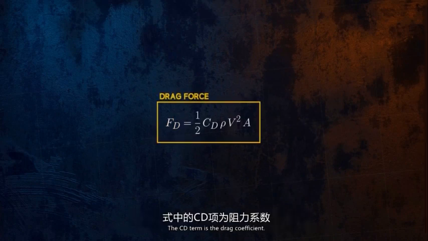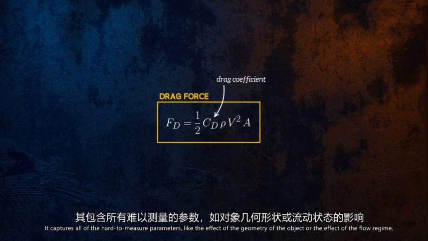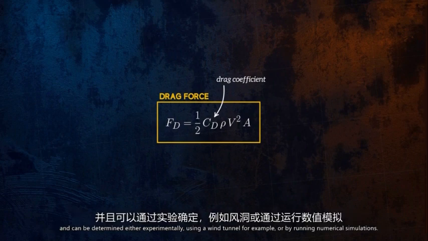The CD term is the drag coefficient. It captures all of the hard-to-measure parameters, like the effect of the geometry of the object or the effect of the flow regime, and can be determined either experimentally, using a wind tunnel for example, or by running numerical simulations.